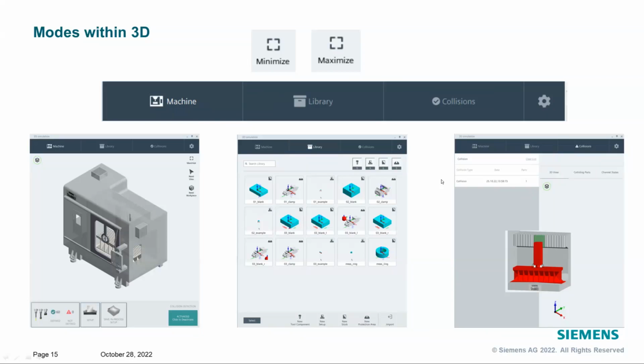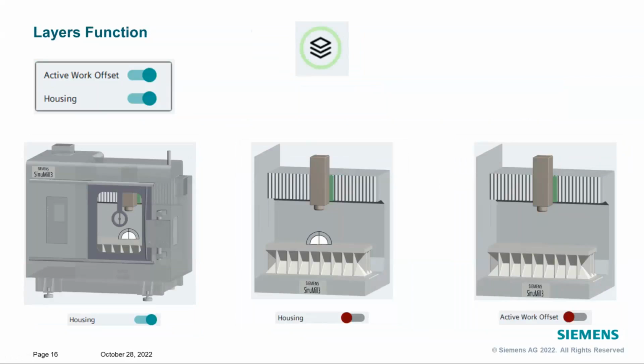So once we come into here, then we can play around with the software a little bit. When we're on a machine, I can use this little round icon to turn different features on or off. We can create a layers list, so I can turn on the housing. This one only really has one. I can turn my housing on or off, but I also have my active work offset. And that's that little round datum you see.